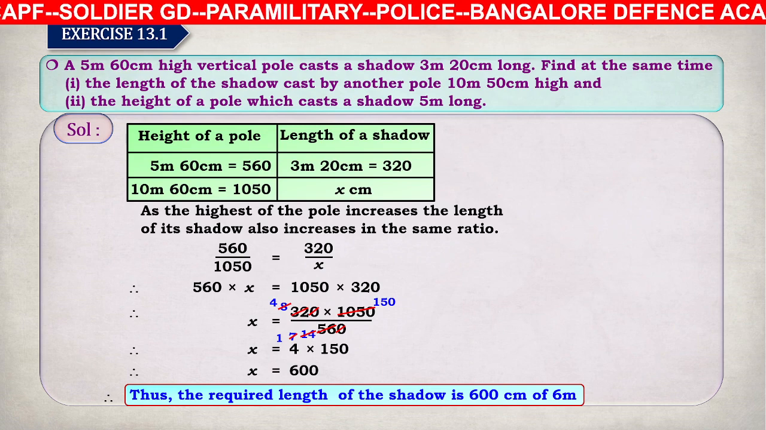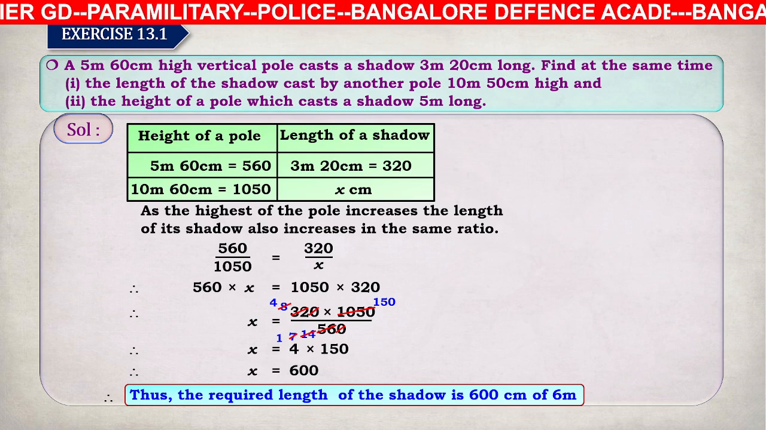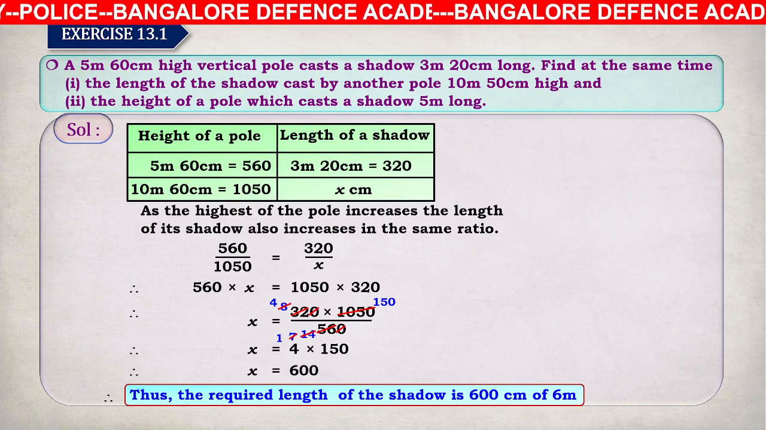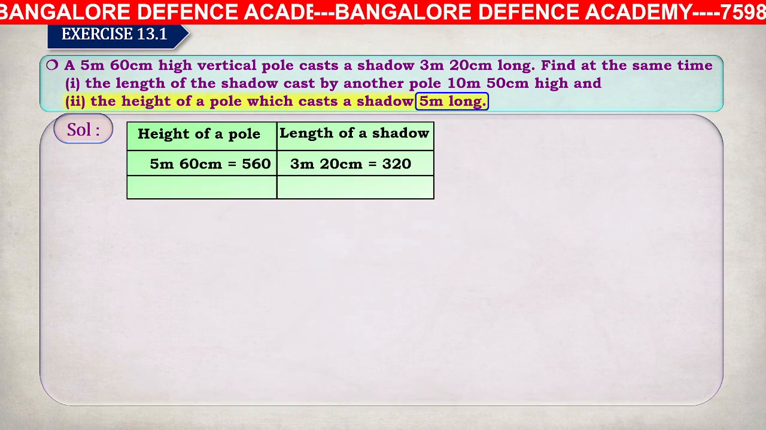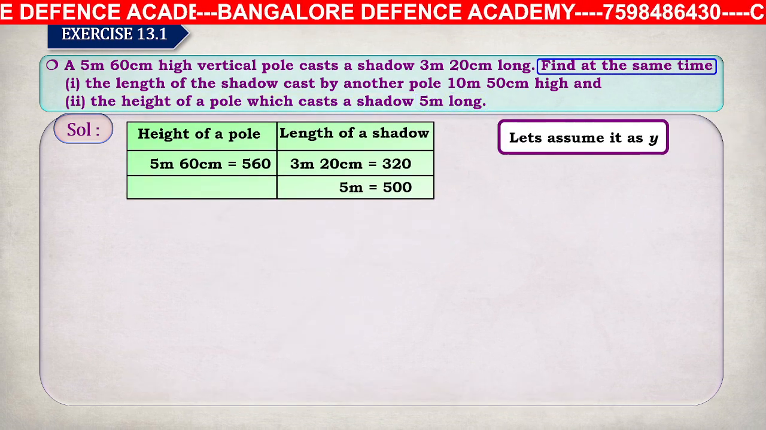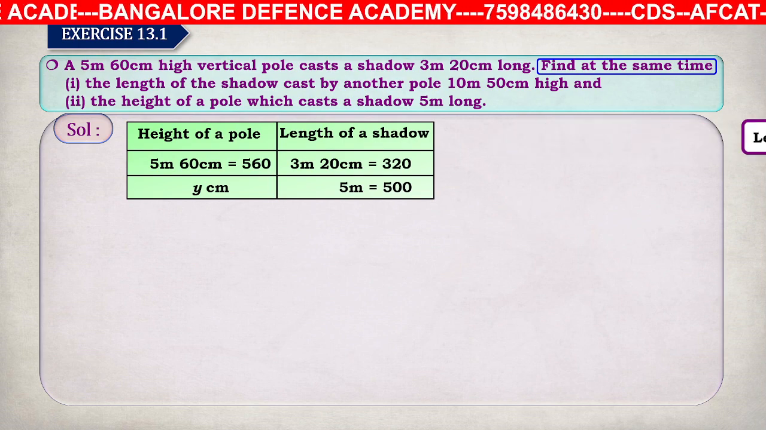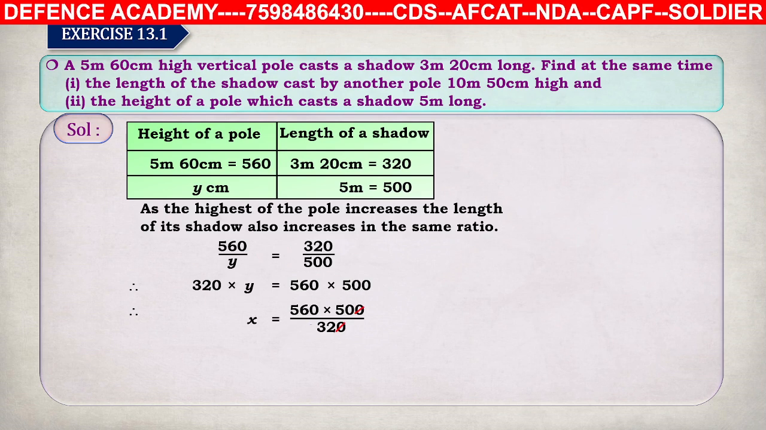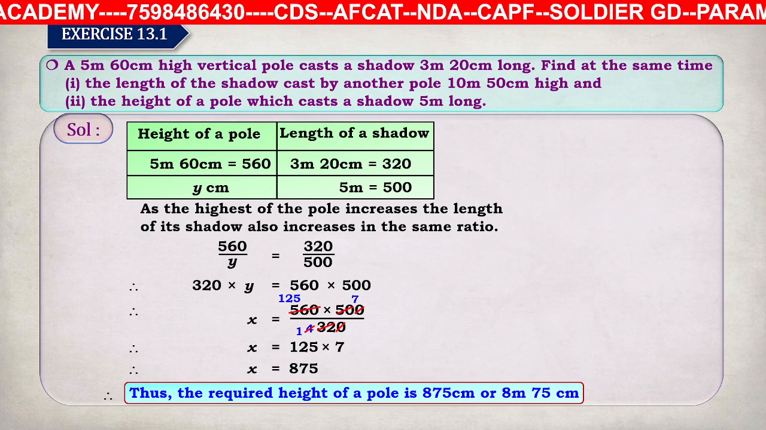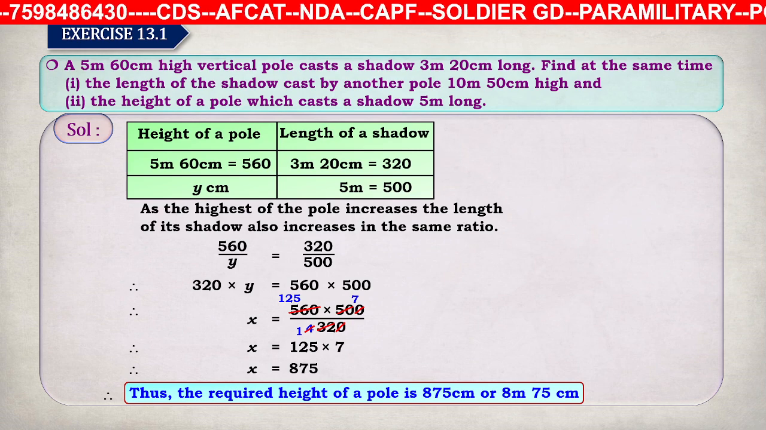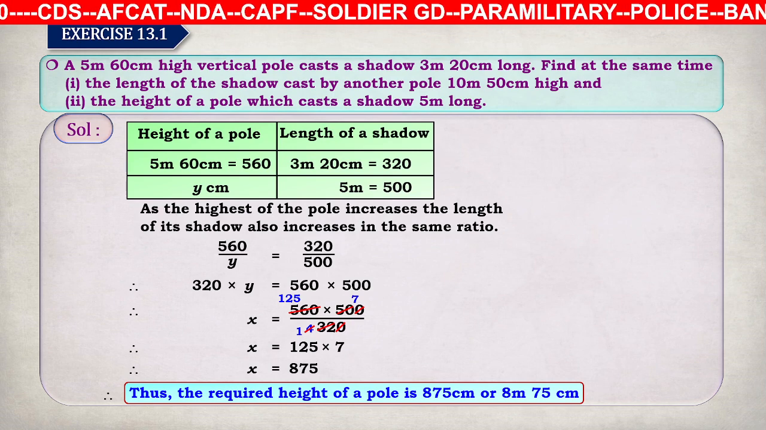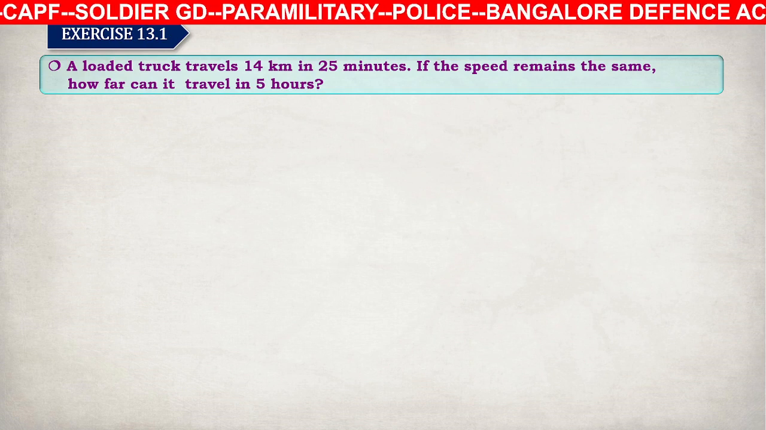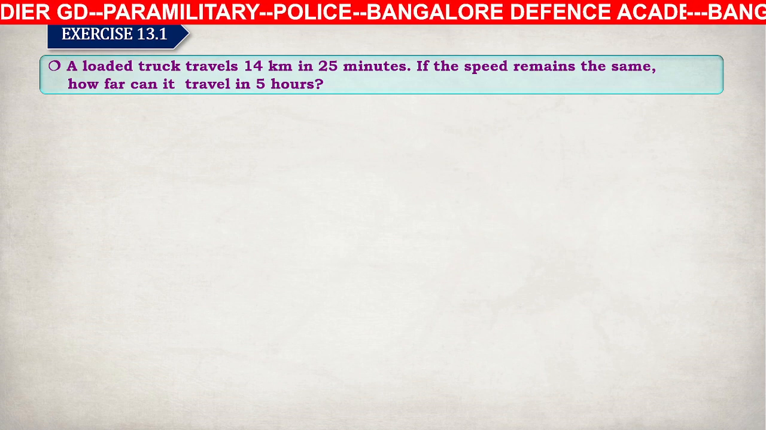Now we have done only the first part. Now we have to find for the second part, the height of the pole which cast a shadow. Now here they have given the shadow, and you have to find the height of the pole. So now here, imagine the length of the shadow is 5 meter, that is 500 centimeter, and now you have to find the same ratio, just cross multiply, and you get y is equal to 875. So the required height of the pole is 875 centimeter, or it is also taken as 8 meter 75 centimeter.